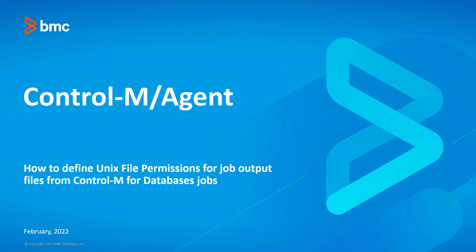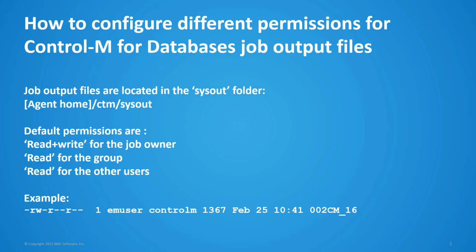In this video, I will demonstrate how to configure file permissions for Control-M for databases job output files on a Unix platform. There may be a situation that requires the Control-M job output files to be accessible by other groups other than the job owner. An example would be that you wanted to give other users access to the contents of the job output files on the agent machine. Therefore, you need to update the permissions on the file on the Unix platform.